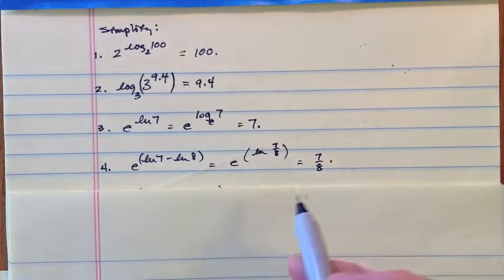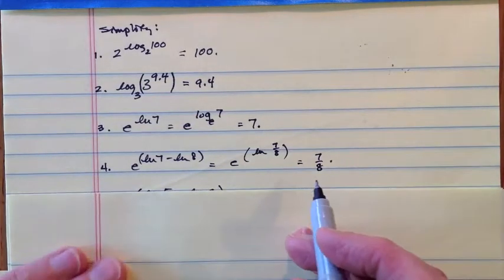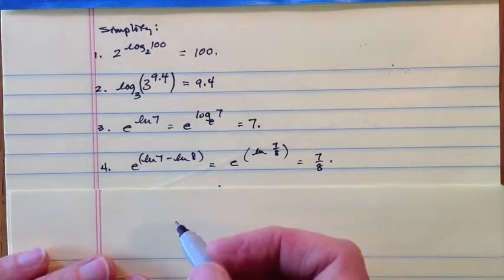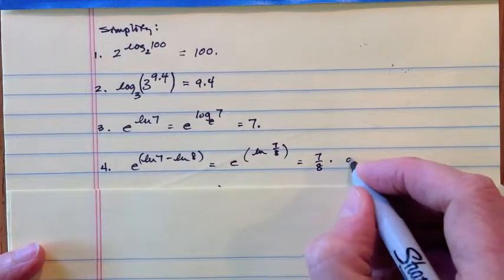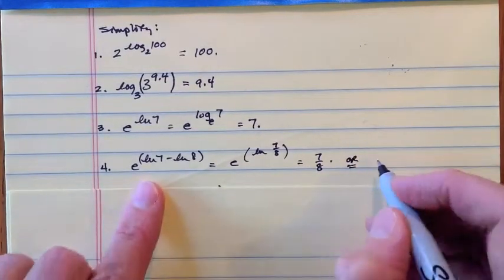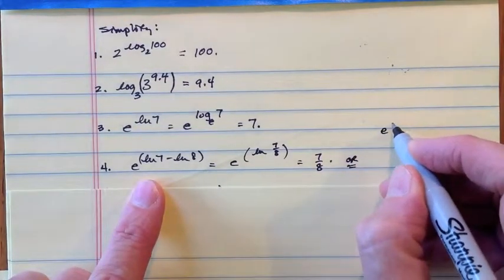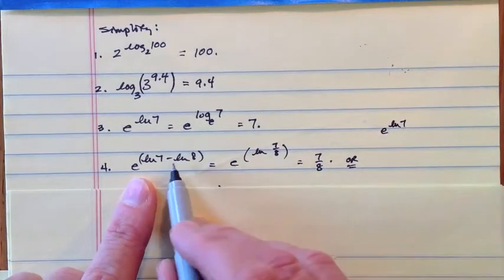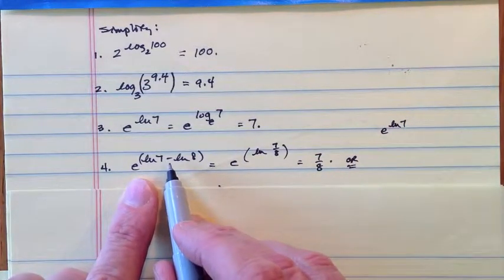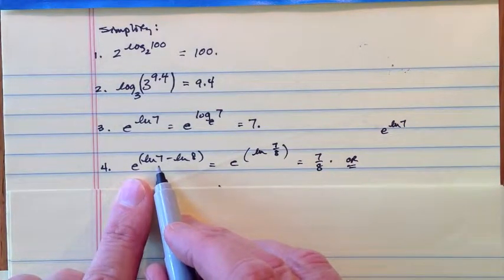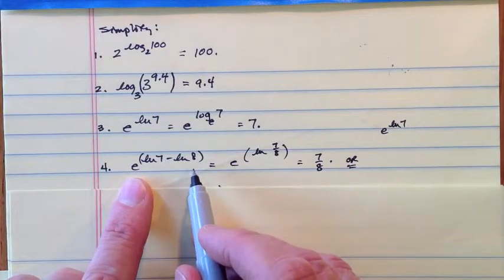I like it when there's more than one way to do a problem. That tells me maybe twice as many students will get this one right. So here's another way to do this problem. You could say, when do I see a subtraction in the exponent? It's when one power of e is being divided by another.